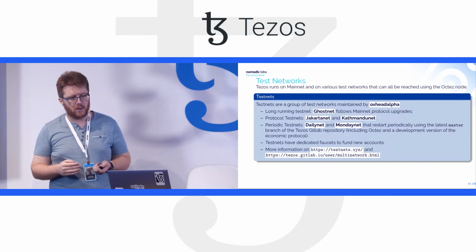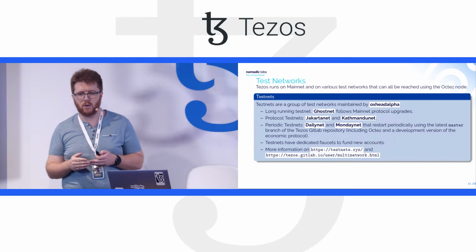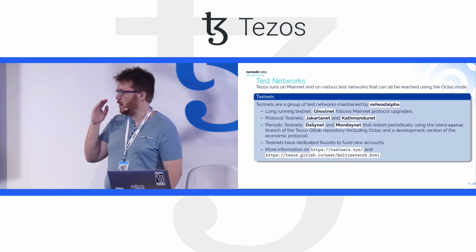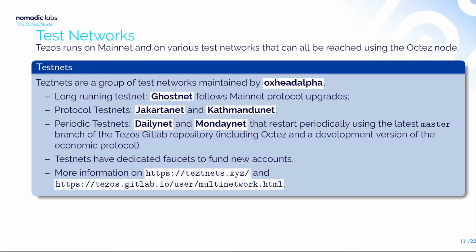There are several test networks that are maintained by another company called Octez Alpha. So thanks to Octez Alpha for this. In particular, you will find a long-running testnet that is called GhostNet. GhostNet follows mainnet protocol upgrades, so that's particularly interesting for you if you want to test how your applications behave when there is a migration to a new protocol.